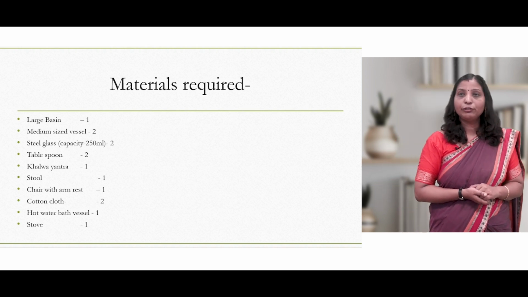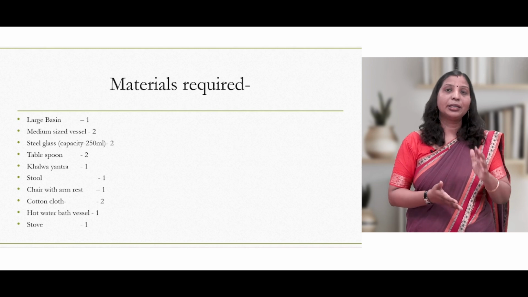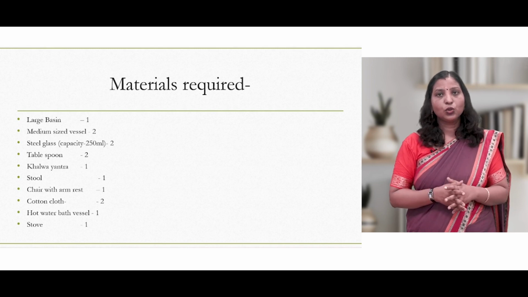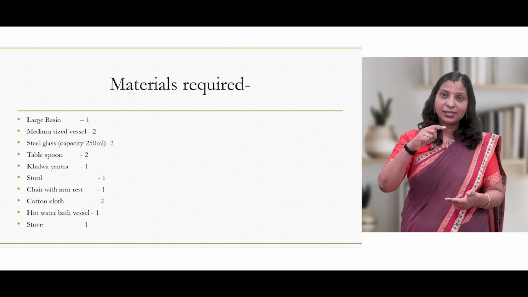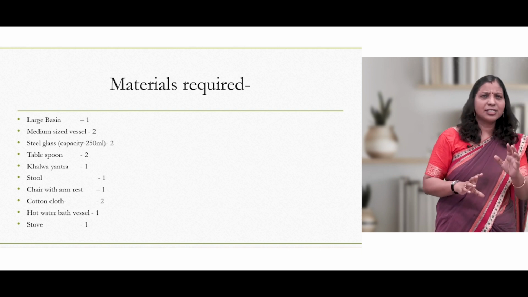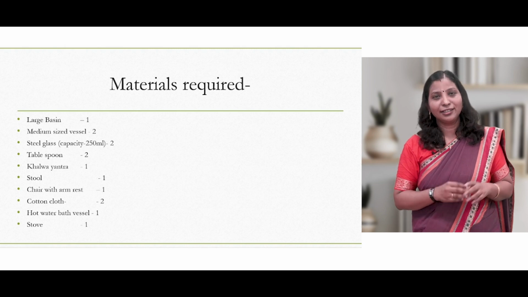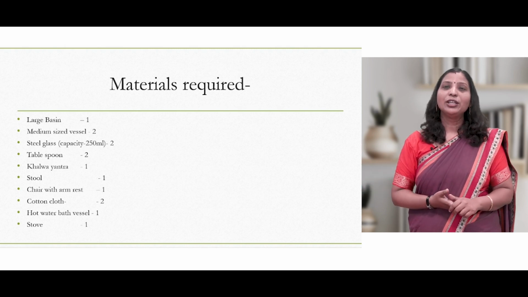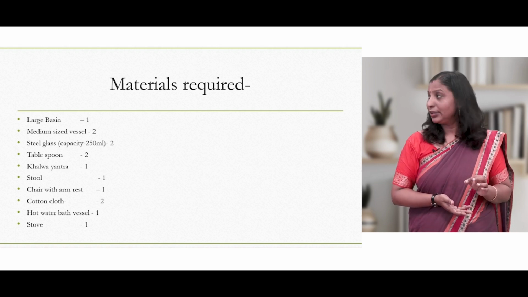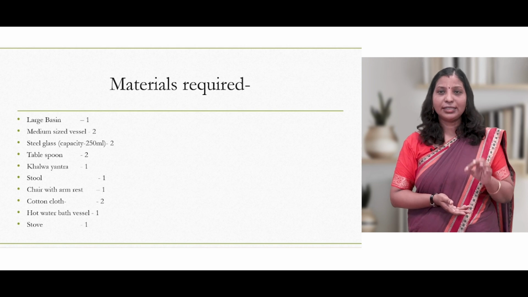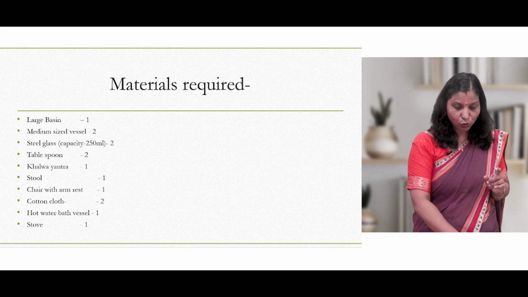Then the material required for the Vamana: a large basin or Vamana pit, medium size vessels, 2 steel glasses of 250 ml capacity, or mostly this Punjabi lassi glass, that is 500 ml glass, which is better to convince the patient to drink all the liquids during the Vamana. So there should be 2 or 3 glasses. Tablespoon 2, Khalvayantra 1, stool 1, chair with armrest 1, cotton cloth 2, hot water bath vessel 1, and stove.